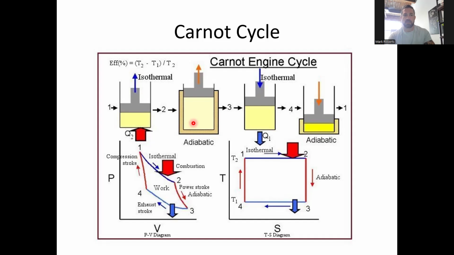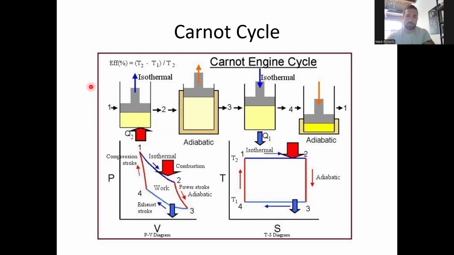So we can take heat from a hot reservoir, and we can get usable work out of that, and then we can transfer or reject the unusable heat to a cold source, and then repeat that cycle.